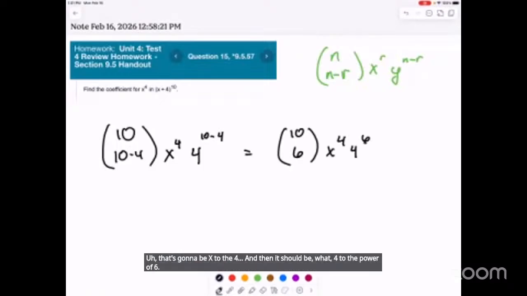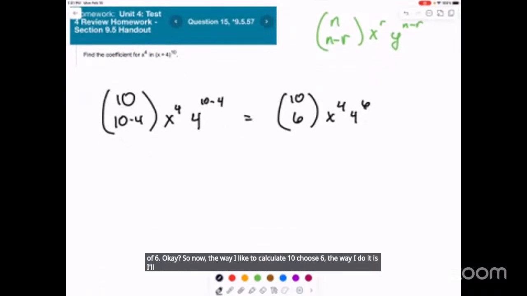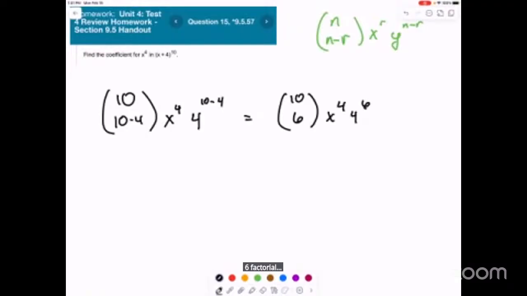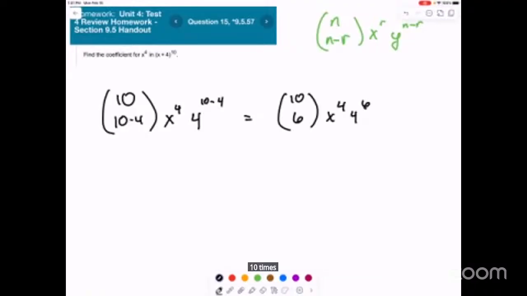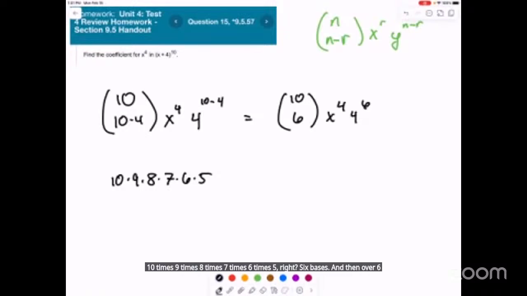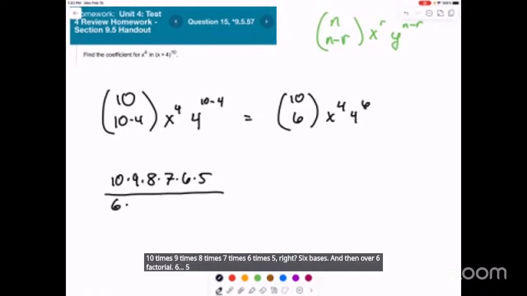Okay. So the way I like to calculate 10 choose 6 is 10 factorial divided by 6 factorial, but the top only goes out 6 spaces. So I'm not going all the way down to 1. What I mean by that is 10 times 9 times 8 times 7 times 6 times 5, 6 spaces, and then over 6 factorial: 6, 5, 4, 3, 2, 1. All right, that's the coefficient. Then 4 to the power of 6.